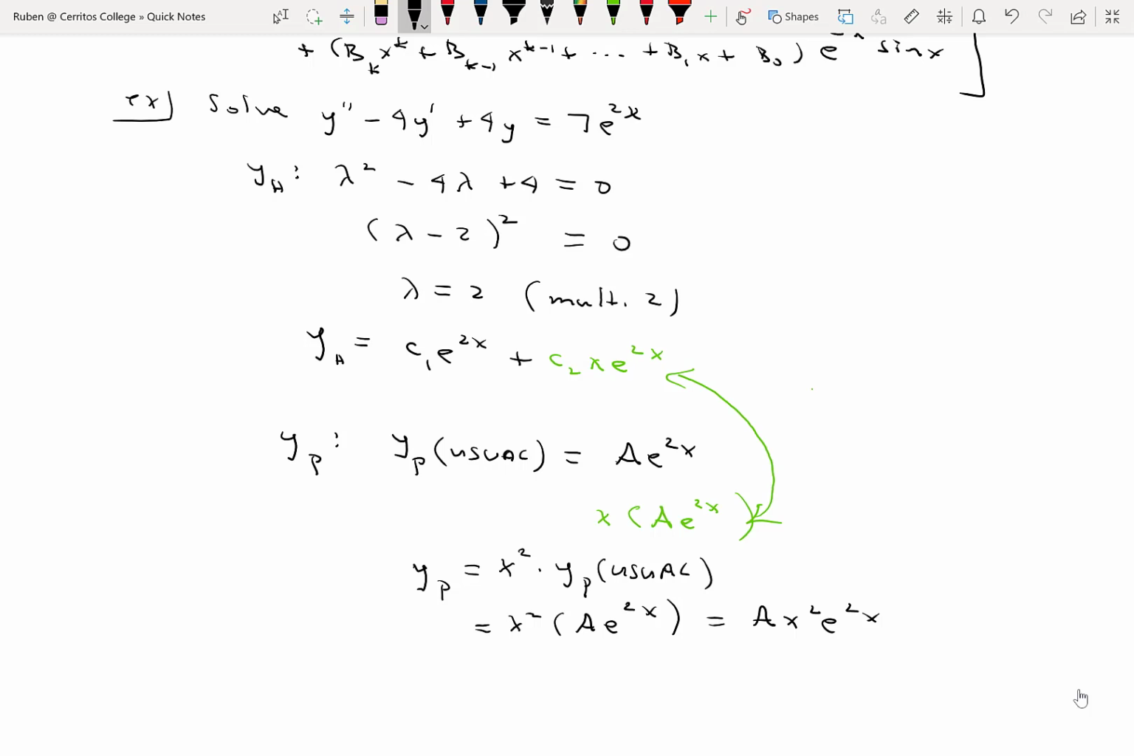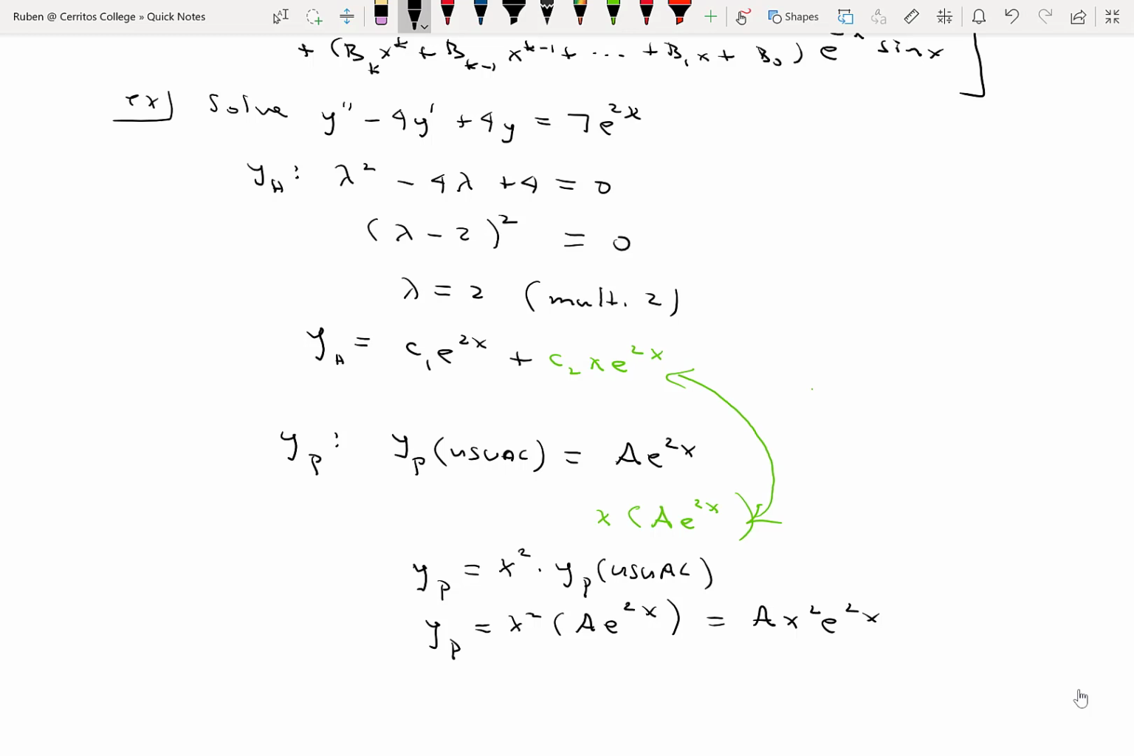And we're guaranteed that if we substitute this y sub p into the differential equation, we will not get 0. Because the only way we can get a 0 result is if we substitute y sub h, c1 e to the 2x, plus another constant c2 x e to the 2x. x squared e to the 2x will give us our y sub p. Okay, so that's how we make our adjustment.